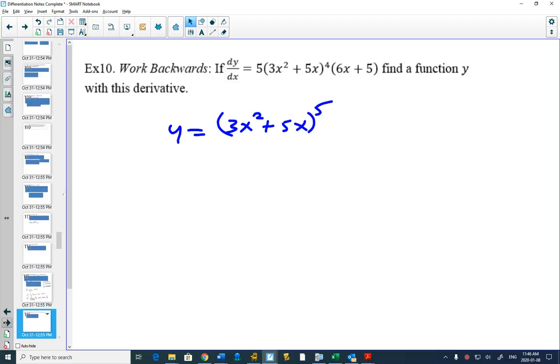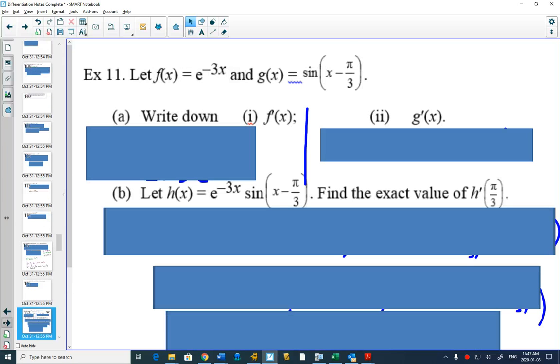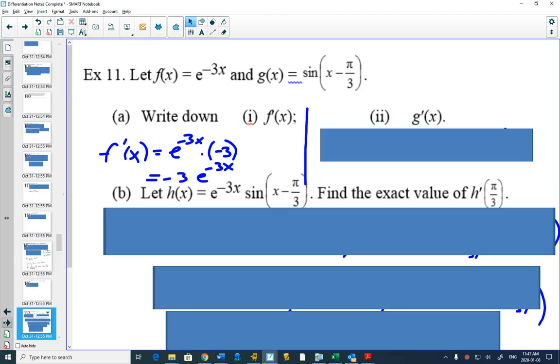The last question is a typical exam question here. They give you two functions, f of x and g of x. And it says, can you write down the derivatives of each of them? Can you see that each of them have functions inside of other functions? So for f of x, the negative 3x is inside of e to the x. So we'd have a chain rule when we do the derivative. E to the negative 3x times by a negative 3, which you could write that negative 3 out in front.